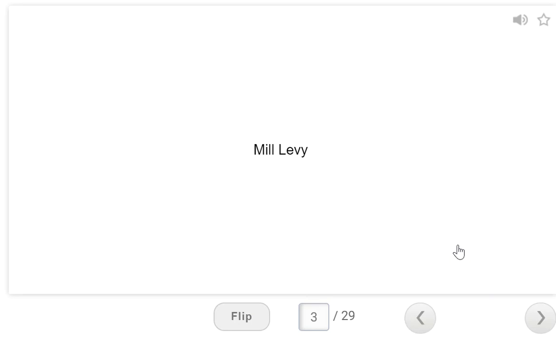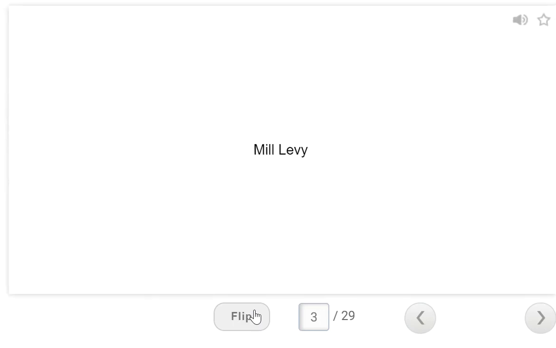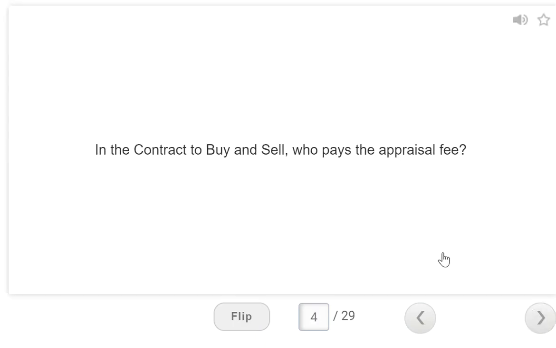Mill levy. What's our mill levy? So this is the taxable value of a property. So if a house is worth $300,000, and the tax rate is 30 mills, the equation would be 300,000 times 30, which equals 9 million. Divide that by 1,000, and that's 9,000. So these finance questions will be on the test. That's our mill levy, the taxable value of a property. And just remember to divide it by 1,000.